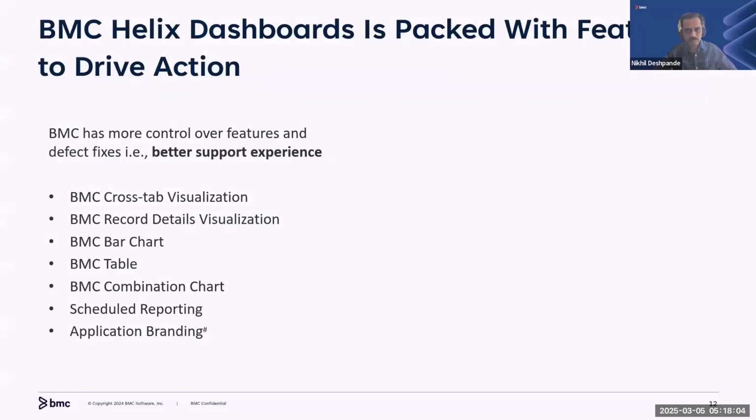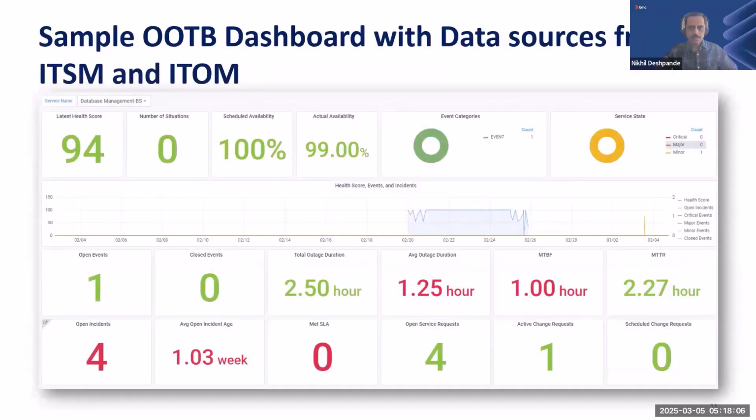Then this is a service dashboard which fetches data from operations management and service management. So within one dashboard, you've got figures like number of situations, health score, availability. You also have data from service management of open incidents, how many service requests, SLA scores, and so on. And you also see a timeline in between.